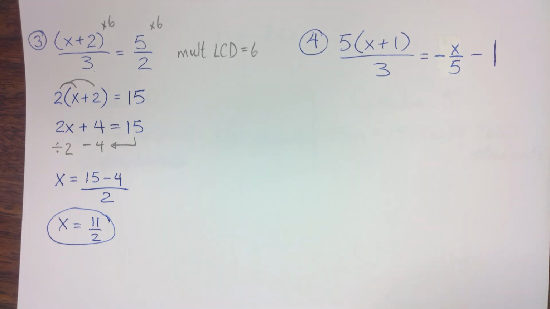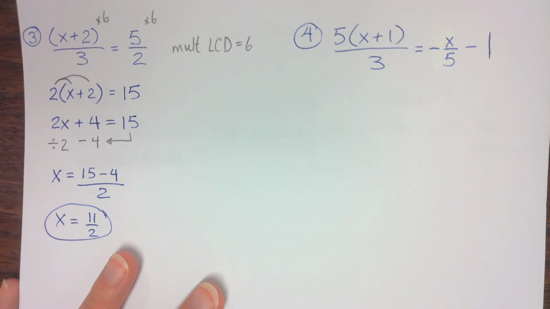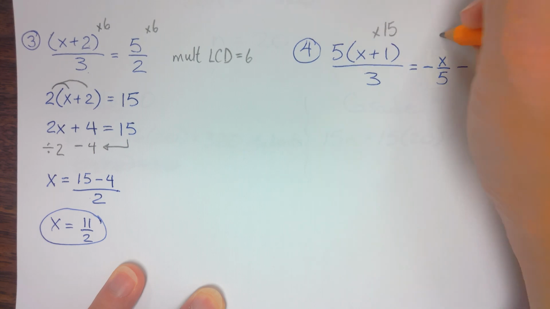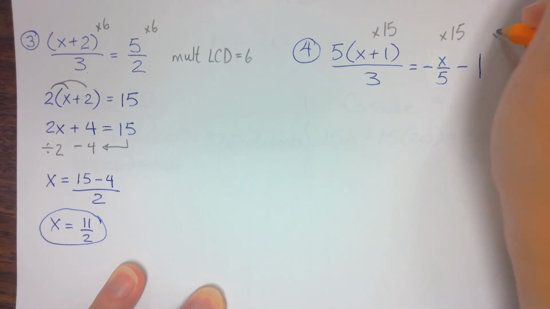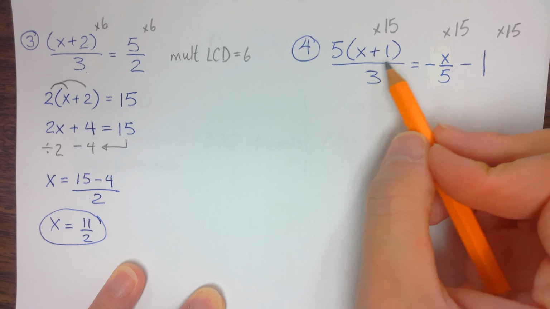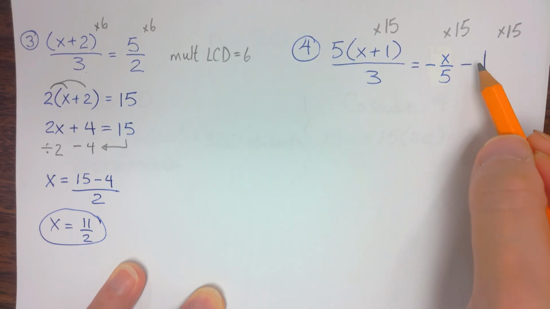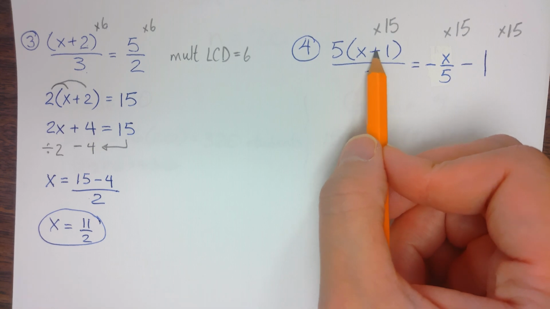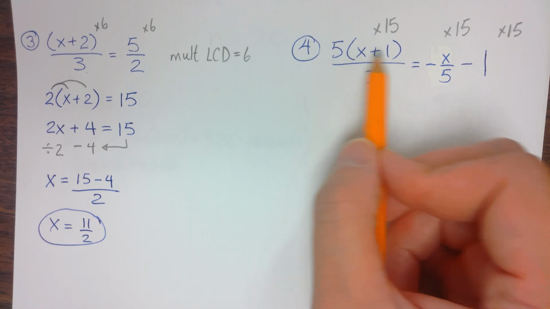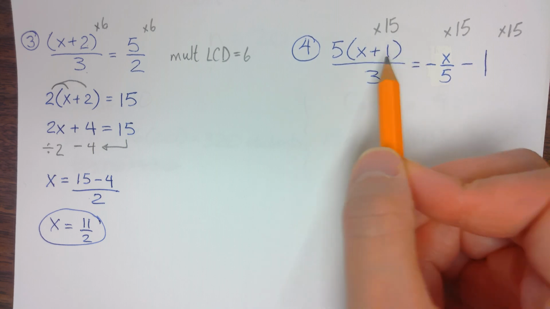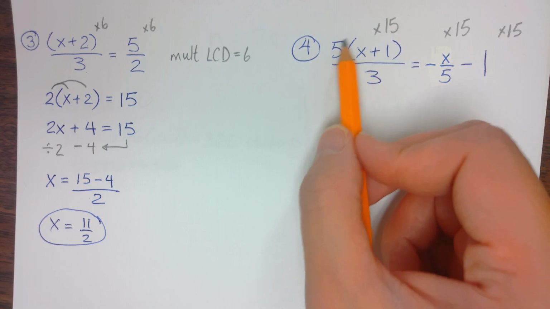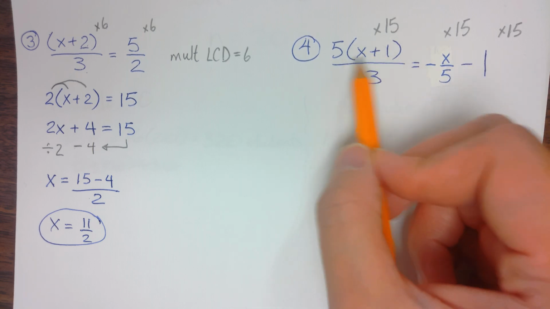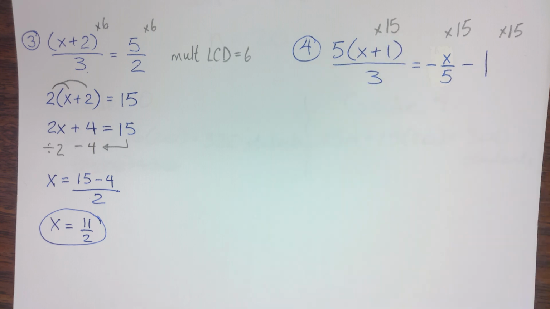All right, so what's my LCD here? 15. So I'm going to multiply this whole thing by 15. I'm going to multiply this whole thing by 15. And I'm going to multiply this whole thing by 15. Notice I have 3 different terms. I know that here there is a plus sign, and so you might be thinking there's 2 different terms. If after you distribute, you could separate it into 2 different terms, or we can keep it as 1 term first and then deal with it after.